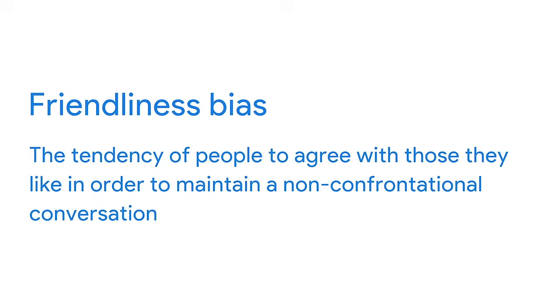Friendliness bias describes the tendency of people to agree with those they like in order to maintain a non-confrontational conversation. Think about this in the real world. Has your friend ever asked you if you want to eat at their favorite restaurant? Even if you hate the food, you might agree to go to their favorite restaurant in order to avoid confrontation.